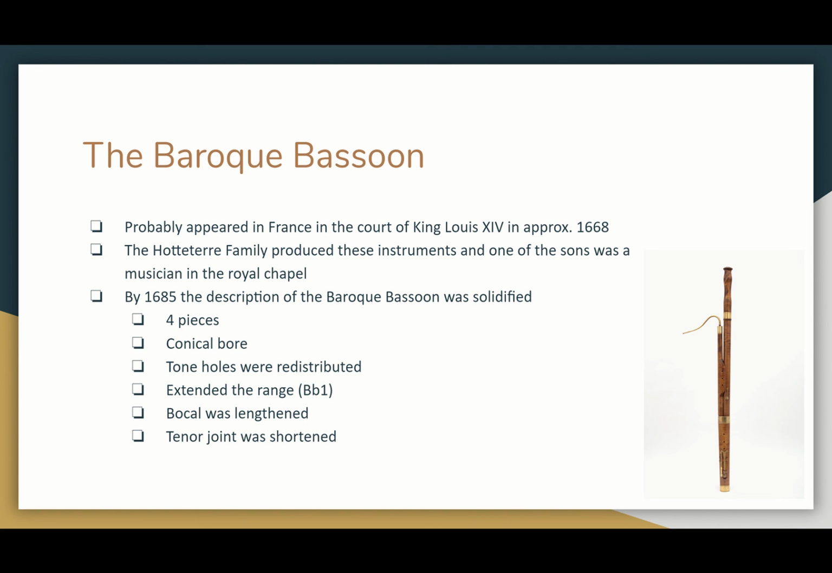Whereas the dulcian was wide and conical, the Baroque bassoon was much narrower, changing the timbre. Each separate piece of the Baroque bassoon could also be tuned, and is an important aspect during the Baroque period.